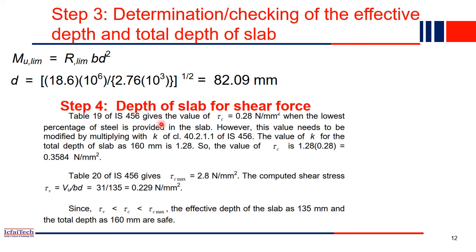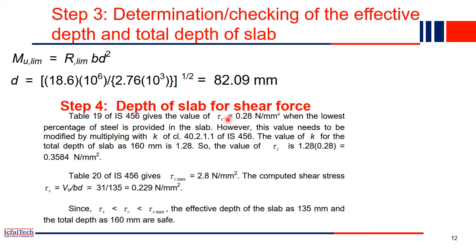Now step 4 is the depth of the slab for shear force. We have to check whether the depth we have provided, 135 mm, is sufficient for the shear force or not. From table 19 you will get a tau c value of 0.28, even if you provide the lowest percentage of steel in a slab, which is 0.12%. So the shear capacity of the slab is 0.28 Newton per mm square.